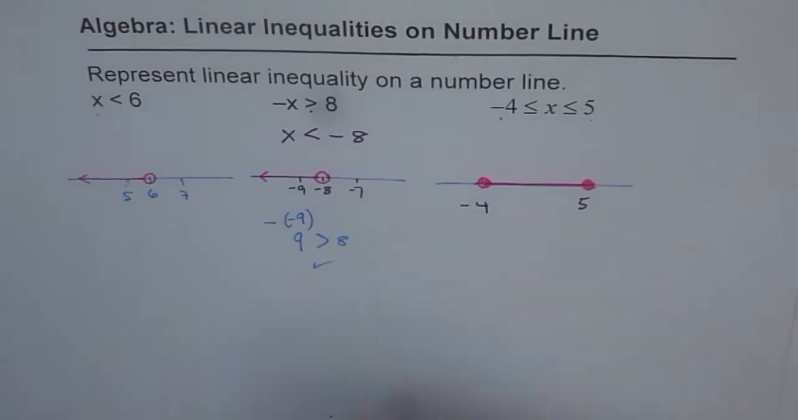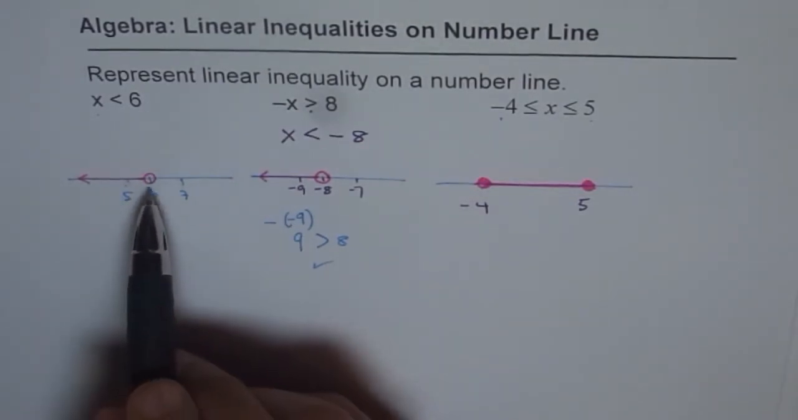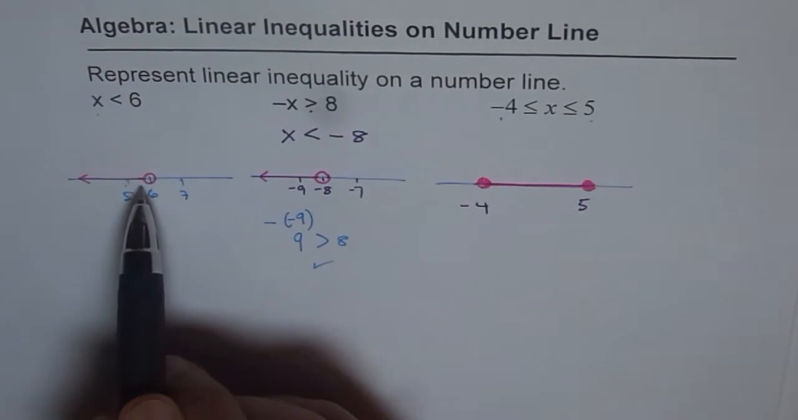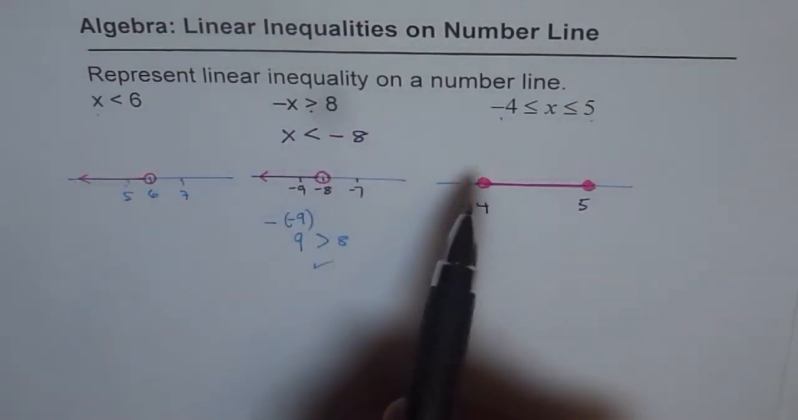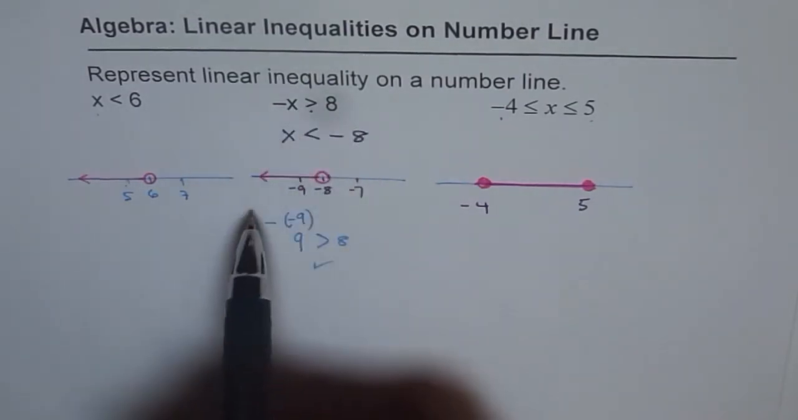I hope you understand the steps. Main thing is that when you have an inequality like less than or greater than, then you have an open hole. And less than means arrow will be pointing left, greater than towards the right. In this case it was tricky, minus x greater than 8. So we had to reverse it.